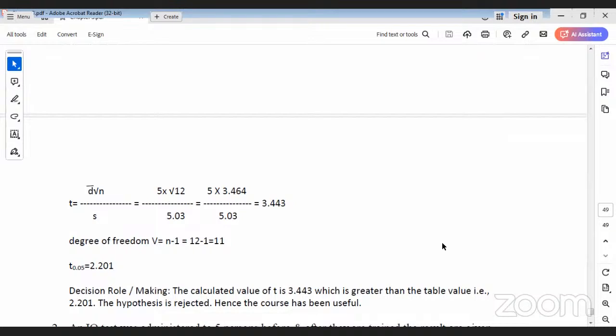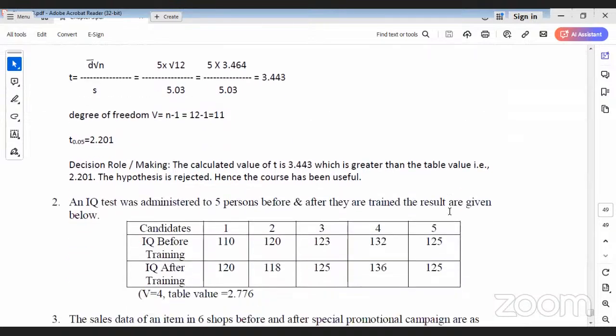Decision rule or decision making. The calculated value of T is 3.443. The calculated value, we already got the answer 3.443, which is greater than the table value, that is 2.201. The hypothesis is rejected. Hence the course has been useful. If you write like this it is enough. Okay, right.